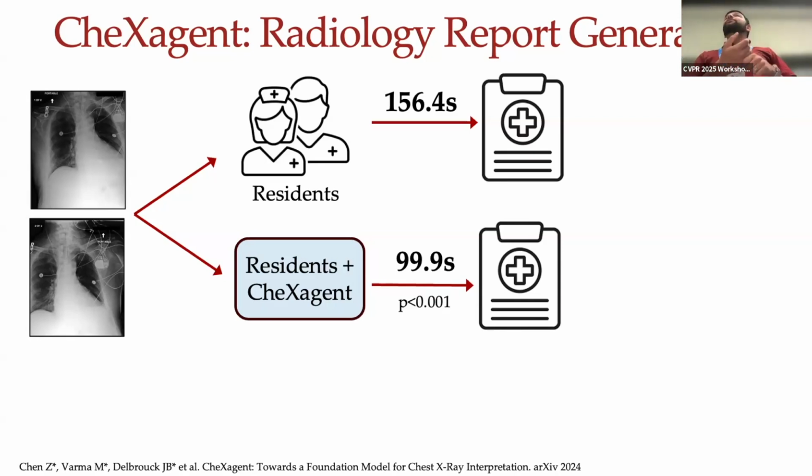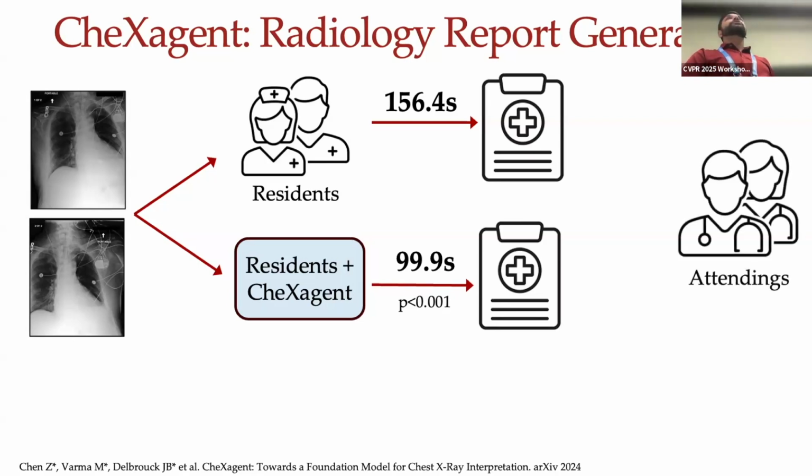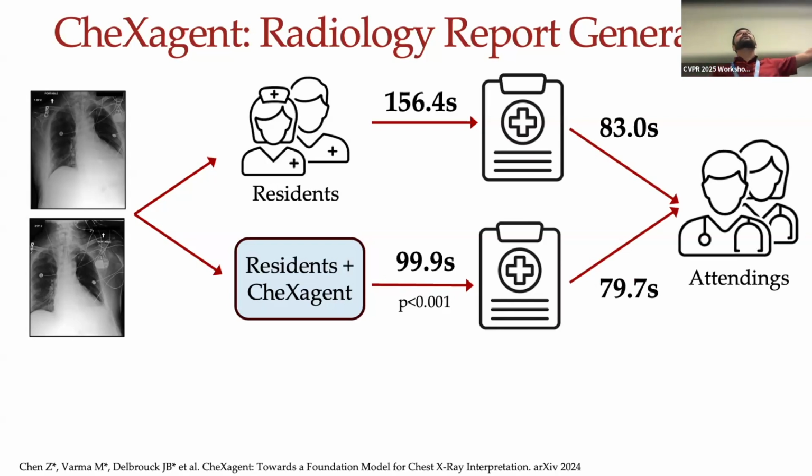So the absolute values of these numbers might change, but the fact that using some sort of pre-drafting aid improved the efficiency was a really good positive signal for us. And then next, once these reports are generated, we would have attending radiologists actually evaluate the final draft and whether or not this was efficient. And we noticed that attendings would take no difference in time to modify this.